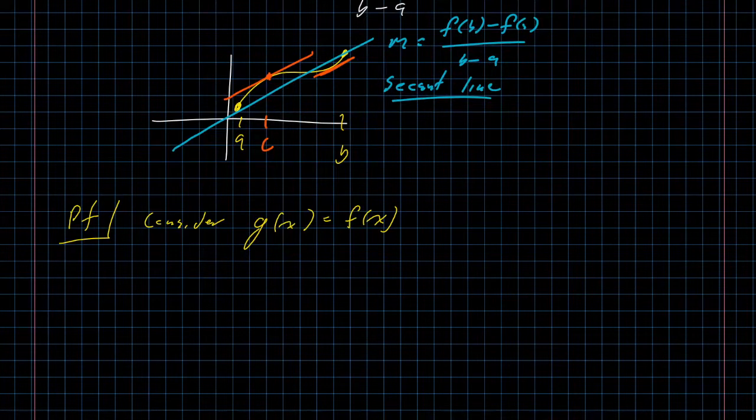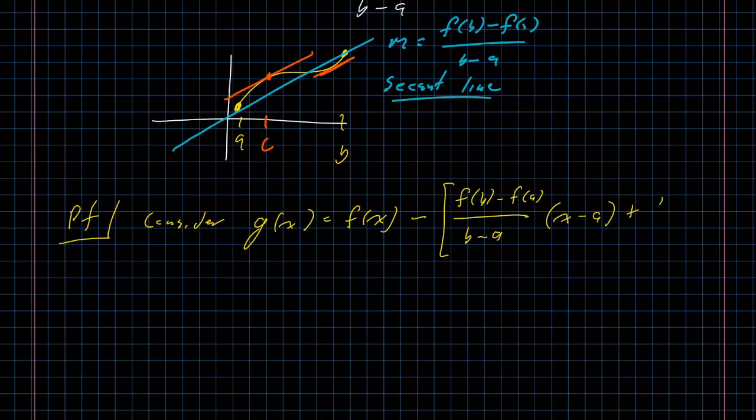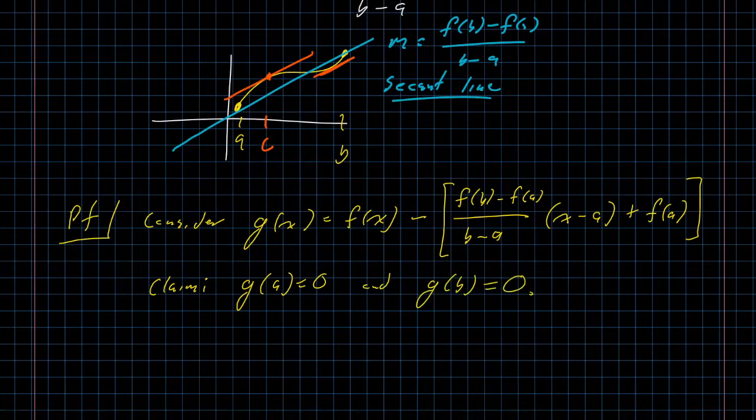All right, so we're going to make a function g of x, which is f of x minus the equation of that line, which is going to be f of b minus f of a all over b minus a times x minus, we can choose either a or b, I'm going to choose a, plus the y value, which is f of a. I claim that g of a is equal to 0 and g of b is equal to 0.